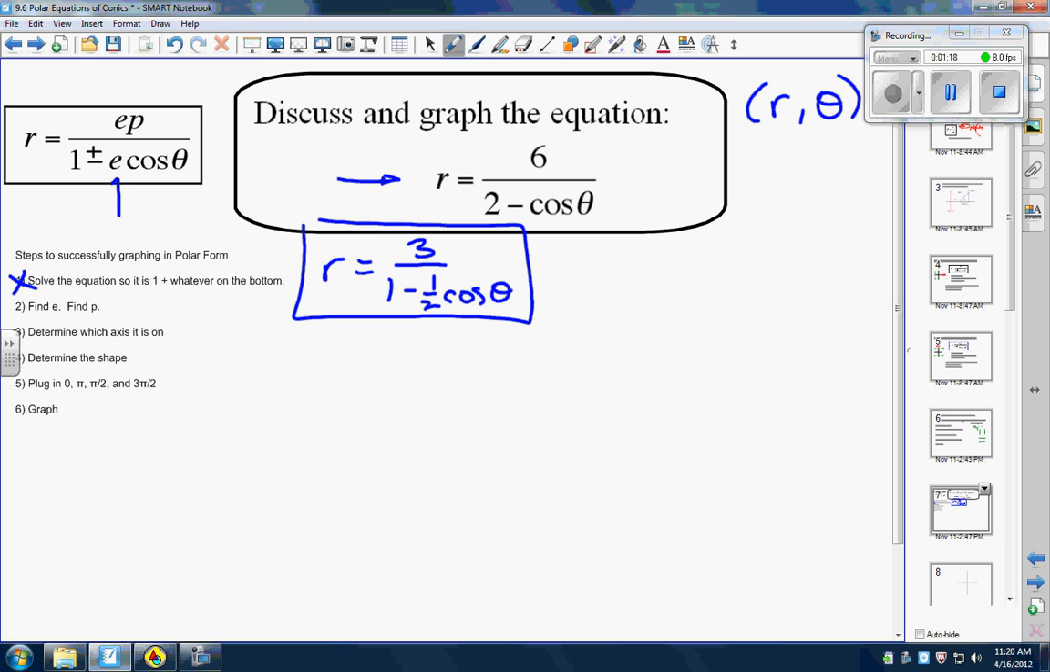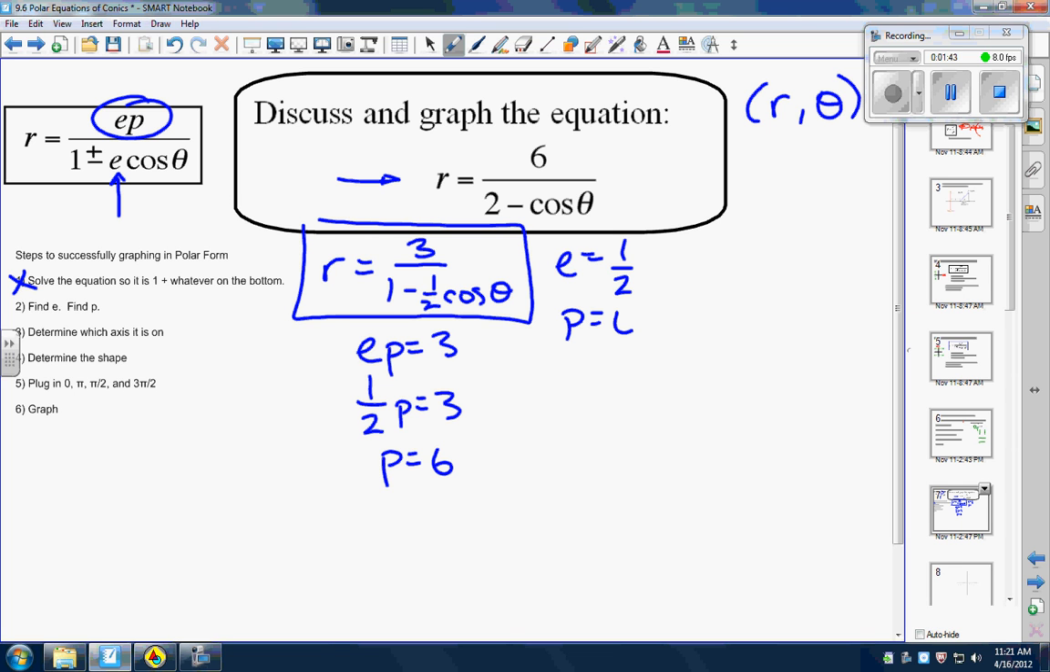Second step, find the eccentricity. Here's our equation. Eccentricity comes from that number right in front of the sine or the cosine. Eccentricity is 1/2. Always take the positive with it. Find the p. Well, E times p always equals this thing up top. So I know E is 1/2, so I know p has to be 6. We're done there.